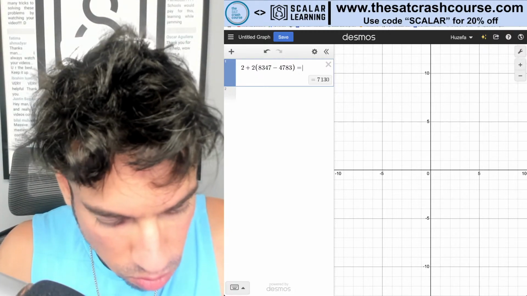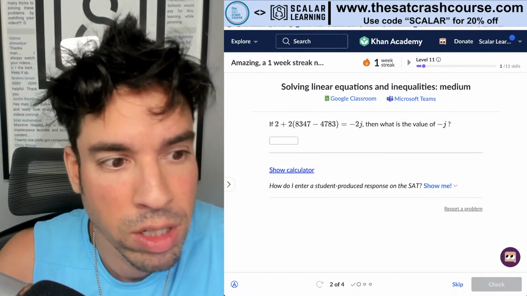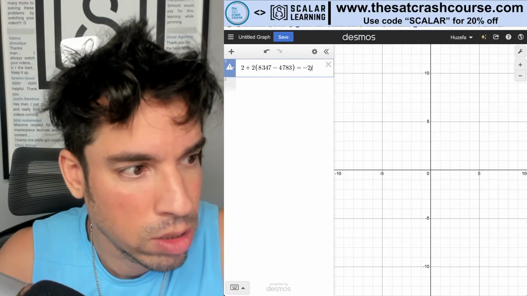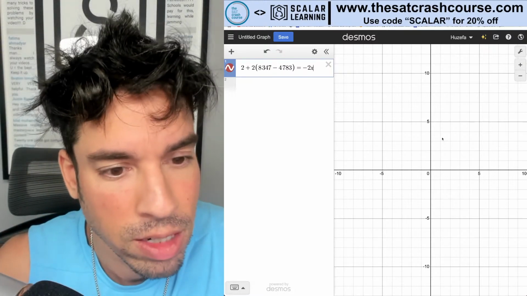3 equals negative 2j. I think I have it exactly how they did it. Okay, so you notice it kind of gives this weird thing, this thing here. So a lot of times if you're solving for a variable that's not x, just change it to x, and then it's going to work.